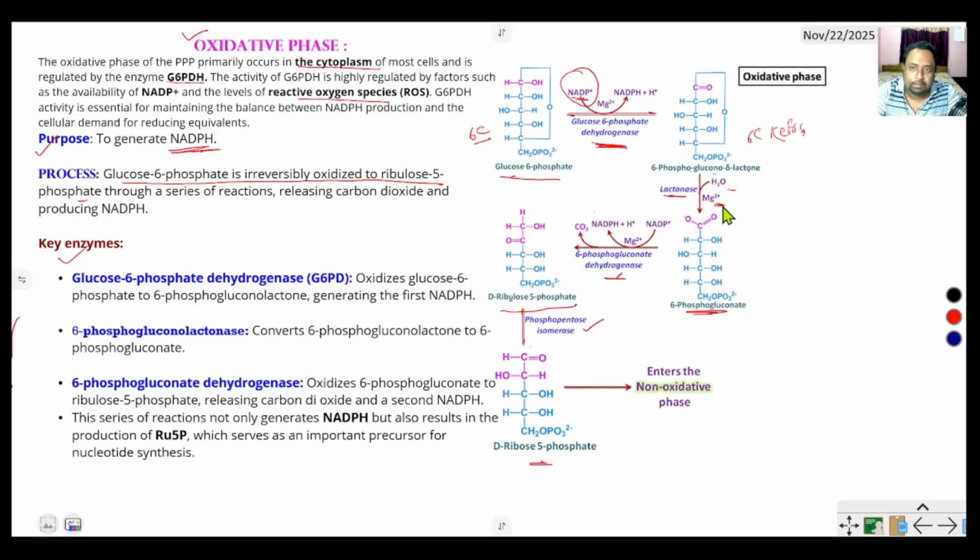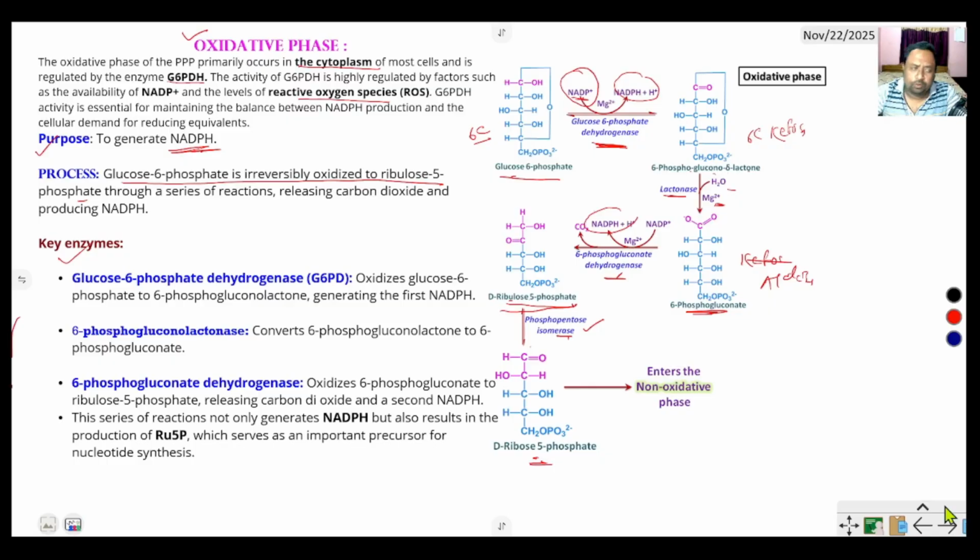In the presence of magnesium ion and water, it converts into the aldose sugar 6-phosphogluconate. Again, 6-phosphogluconate in the presence of 6-phosphogluconate dehydrogenase enzyme produces ribulose 5-phosphate. Okay, this ribulose 5-phosphate is the precursor of nucleotide synthesis. The ribulose 5-phosphate in the presence of isomerase produces D-ribose 5-phosphate. The main purpose of this enzyme is to produce NADPH. 2 NADPH are produced in this reaction.